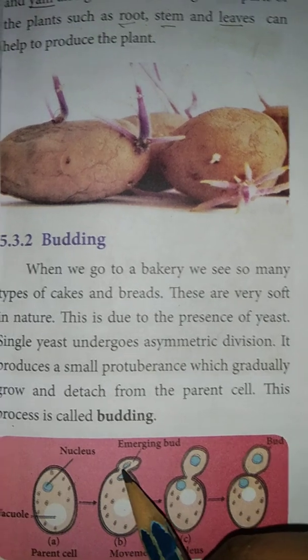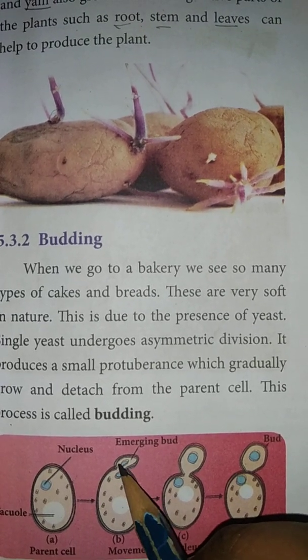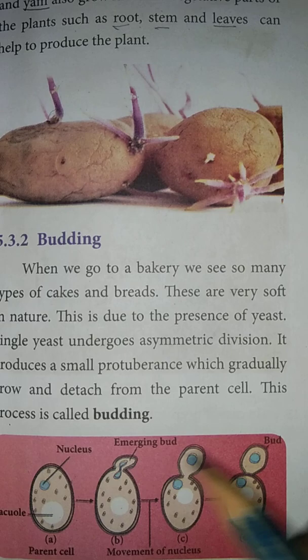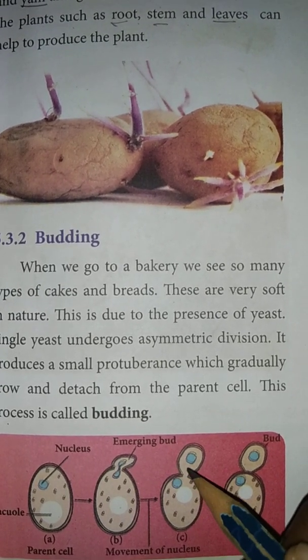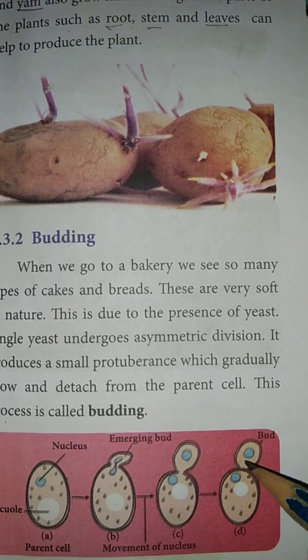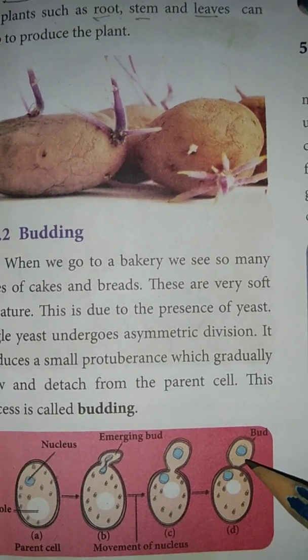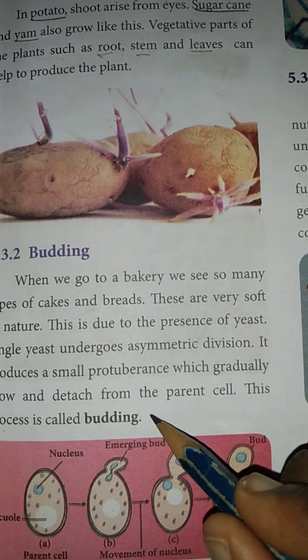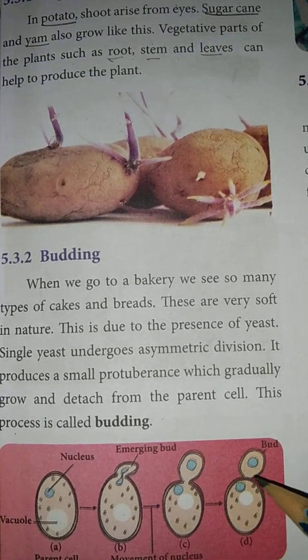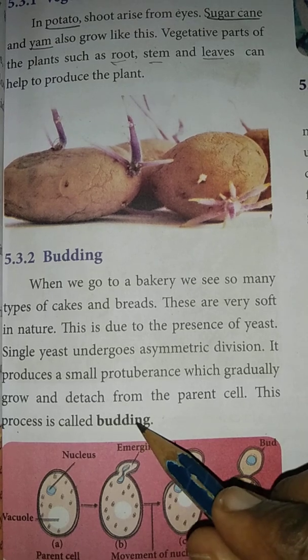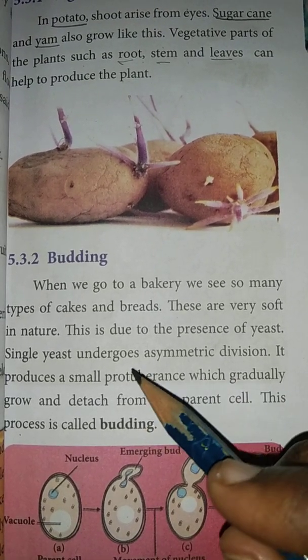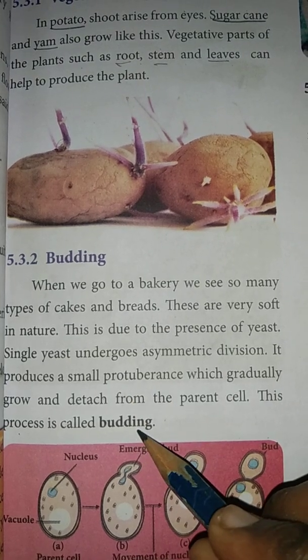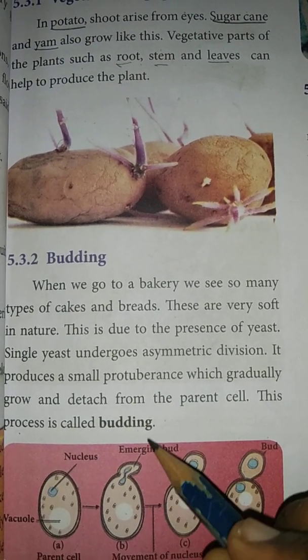So what happens is that a small bud emerges. It divides in an unequal manner. In this division the bud gets enlarged, and after it is detached from the parent cell, a new yeast is developed. That process, starting with the bud, is budding. So this stage we call budding.